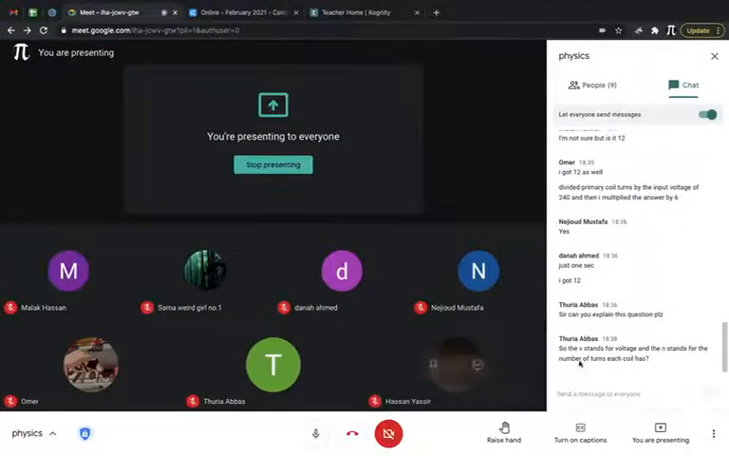So the V stands for voltage and the N stands for the number of turns each coil has. Yes. V1 is the primary voltage. V2 is the secondary voltage. N1 is the number of turns in the primary coil. And N2 is the number of turns in the secondary coil. So, yes, Thuraya. Good? You get it now?